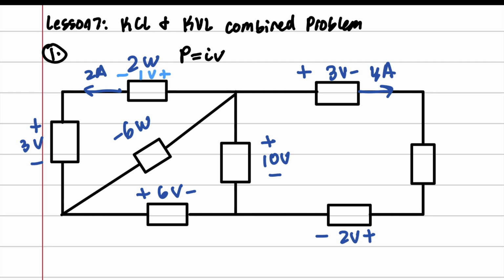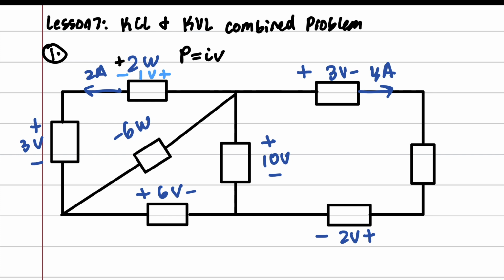The reason why I got that is because right here, this is a positive power, so it's going in through the positive terminal, and we know the direction of our current is going in this way, right? So it has to go in through the positive way.